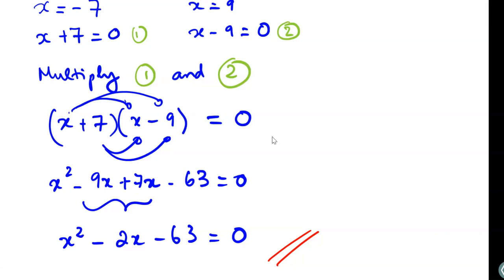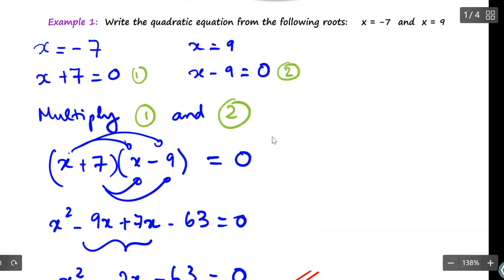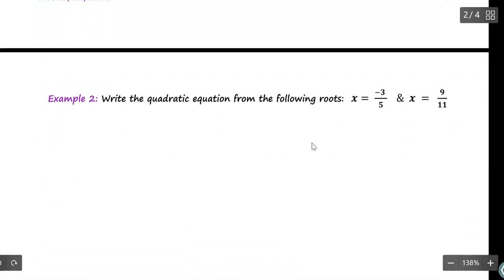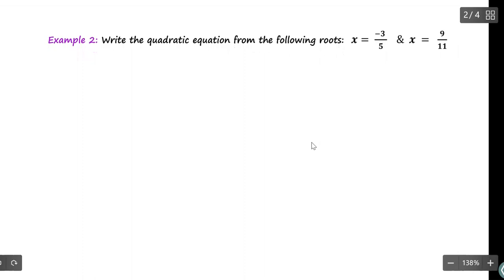So the logical steps behind this are that you treat each solution as an equation. You move terms to the other side, let the right hand side equal 0, so x plus 7 equals 0, and here x minus 9 equals 0. Multiply both equations, and that's what you have. This concept is very important because it leads to the next example, which is a little more complicated, where you have a solution for x as a fraction. How do we work with this?